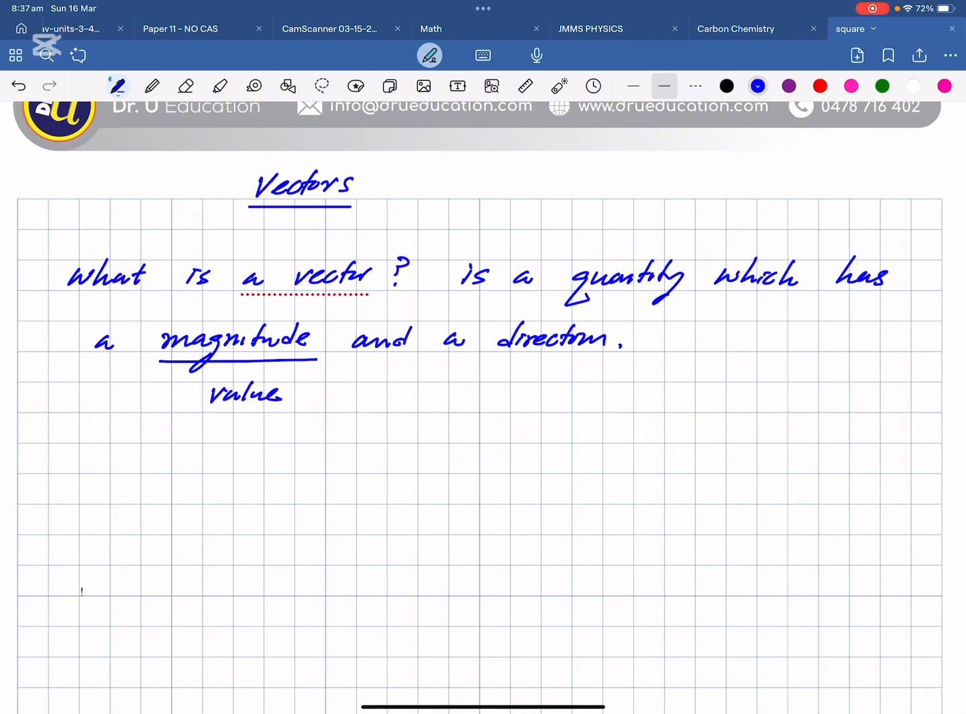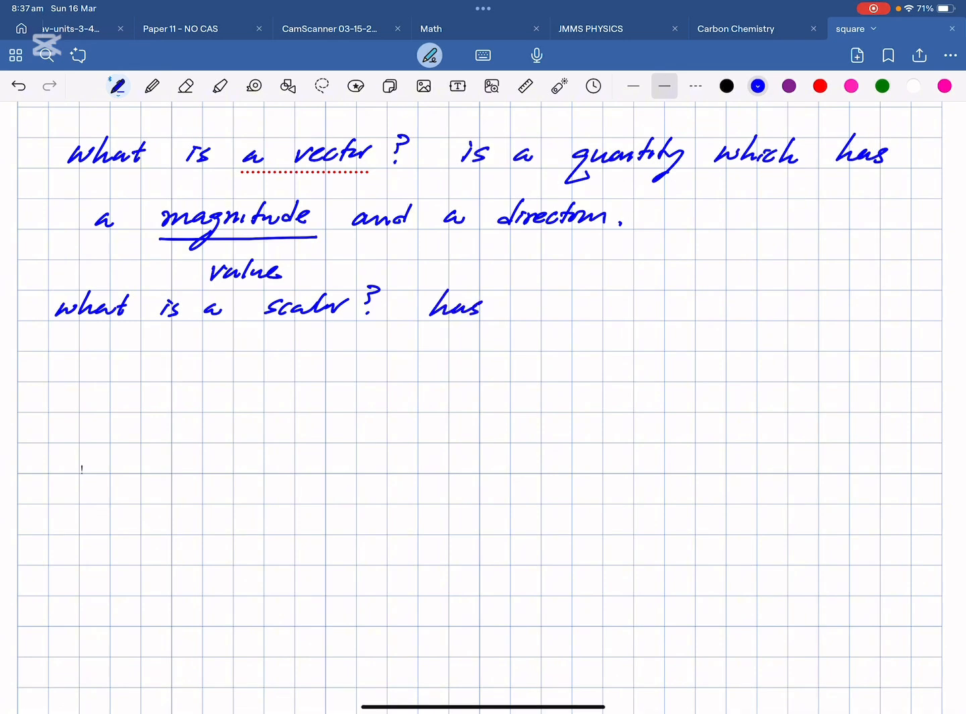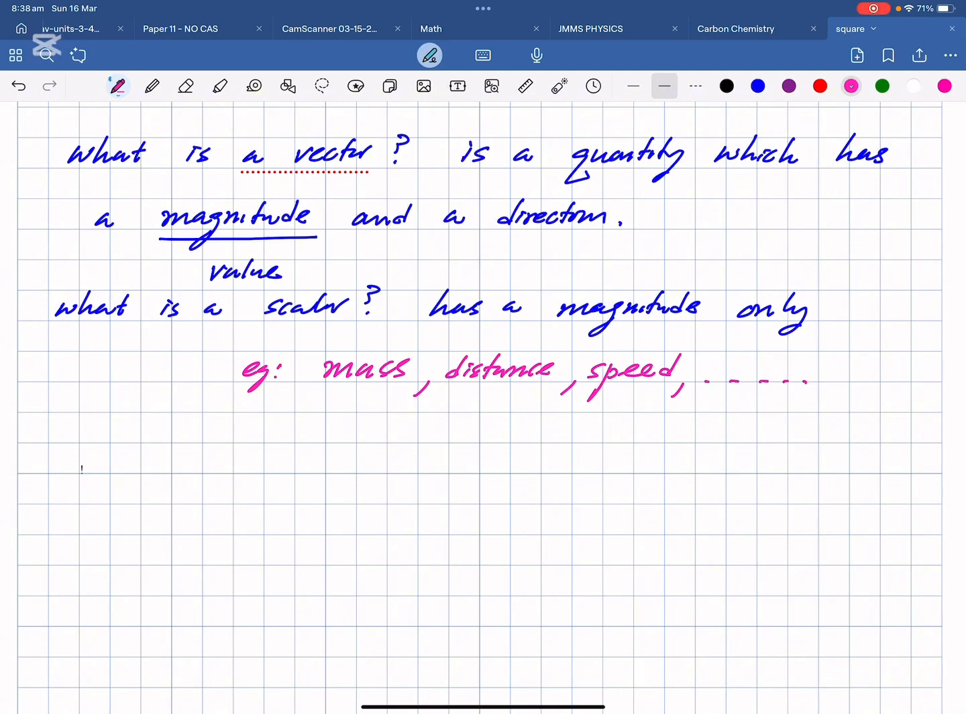Right? So what is a scalar then? A scalar has a magnitude only. Okay. Examples for this one: mass, distance, speed. What else? So many things you can make as a magnitude only.